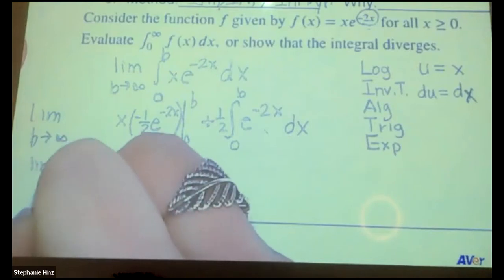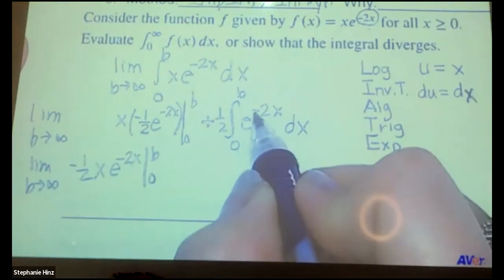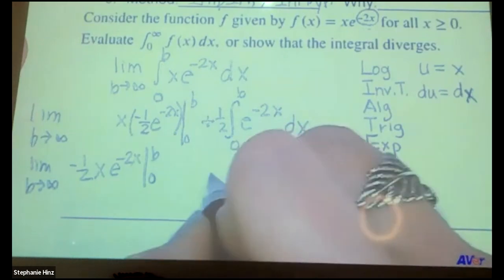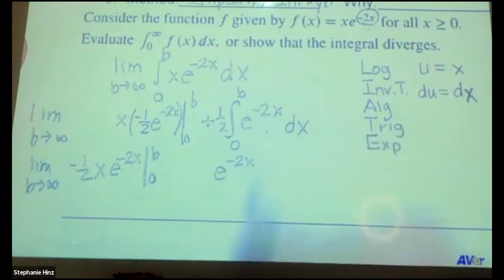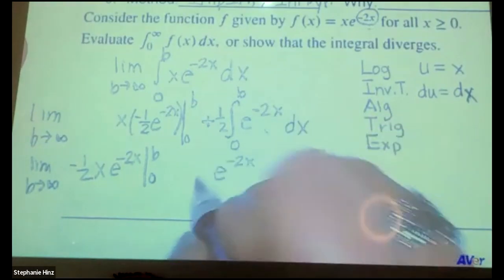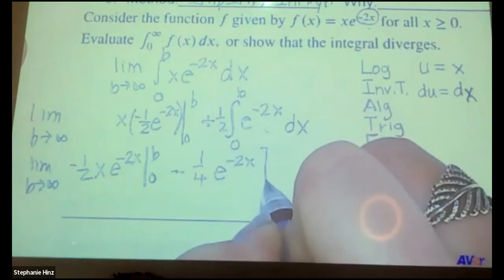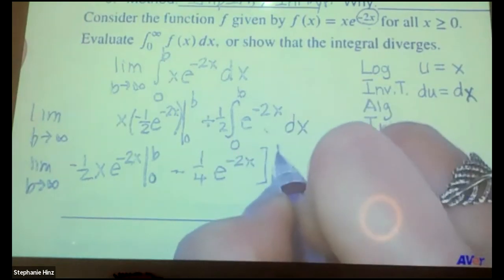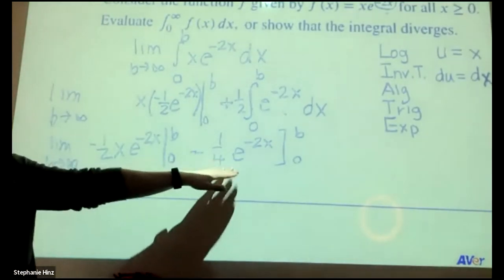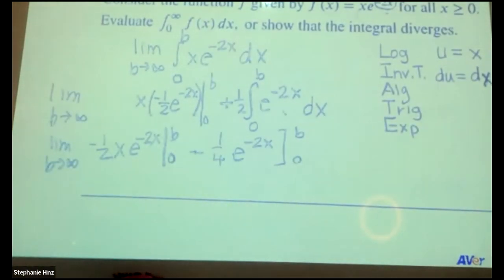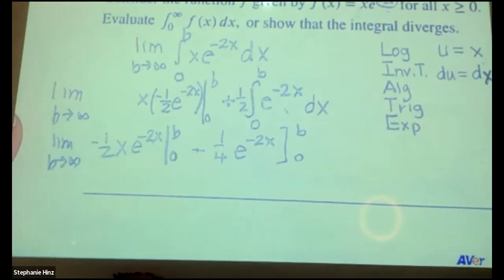Still have a limit in the front. The antiderivative of e to the negative 2x is going to be itself divided by the derivative of negative 2x, which is negative 2. So that's going to make this negative 1/4. And we're going to be evaluating that from 0 to b. I'm going to use my fundamental theorem of calculus here and here, and I'm going to remember that I'm plugging in infinity for b.